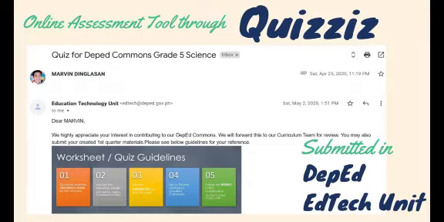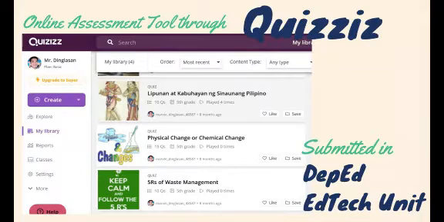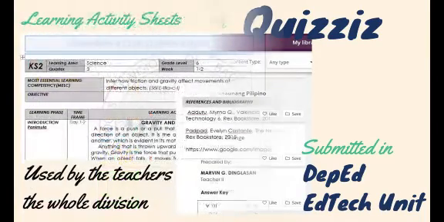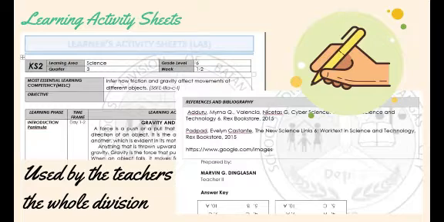I have submitted some of my outputs to the DepEd Educational Technology Unit, and successfully, my quizzes for Science and Araling Panlipunan are now available online. Due to insufficient supply and availability of modules, I was tasked to be one of the learning activity sheets writers for the division. I wrote LAS for Science 6 and English 5, Quarter 3 and Quarter 4. As well, I evaluated LAS for Grade 5 Science.